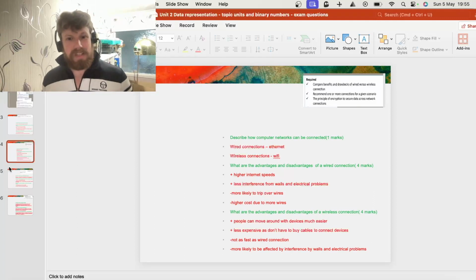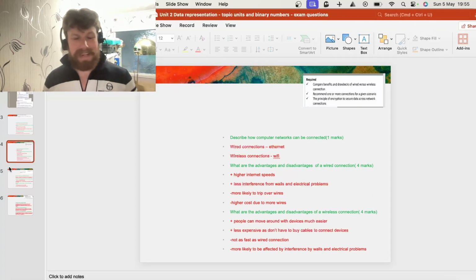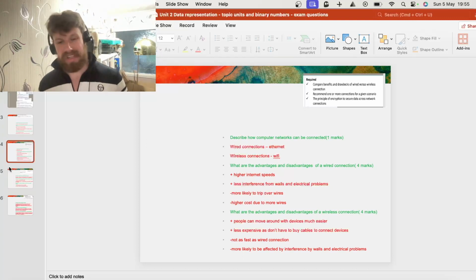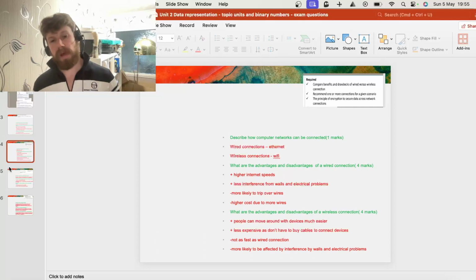This one says, describe how computer networks can be connected. Generally, there's two main ways. So you've got wired connections, such as Ethernet, and wireless connections, which is Wi-Fi. The next sort of questions that could come up is getting you to compare wired connections and wireless connections. So it's about knowing the advantages and disadvantages of these.